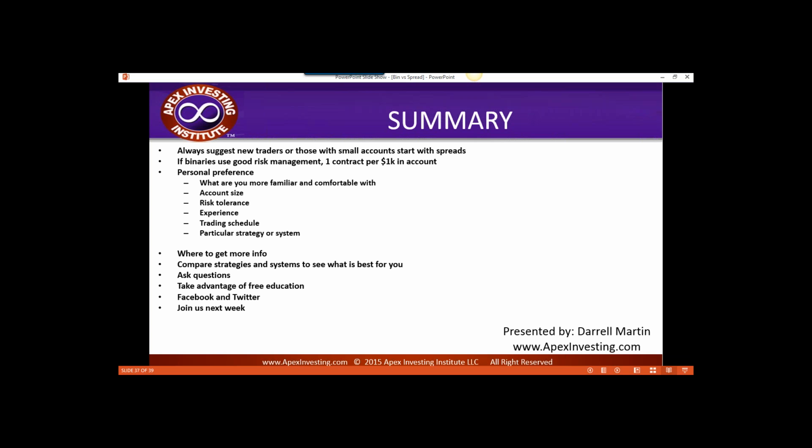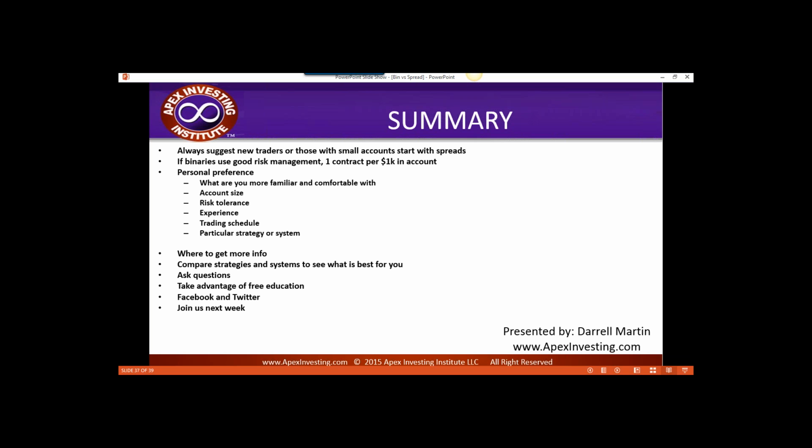Go on the Apex website and look at those places I showed you where you can see some of the different spread strategies and systems, see some of the different binary systems, see which one you're more comfortable with, which one fits your particular trading style. What are you more comfortable with and familiar with, spreads or binaries? What's your account size? What's your risk tolerance? What's your experience? What's your trading schedule?